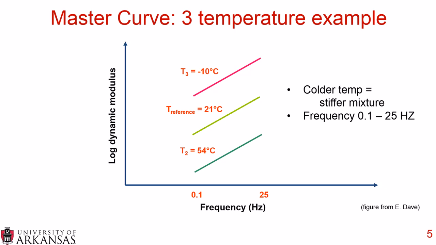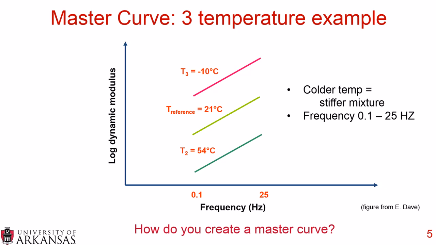So the modulus is on the y-axis, and higher moduli occur at colder temperatures. And then the frequencies are on the x-axis, and the frequencies we're measuring are from 0.1 to 25, but we're measuring them at multiple temperatures. So if we have these 3 curves, how do you create a master curve?